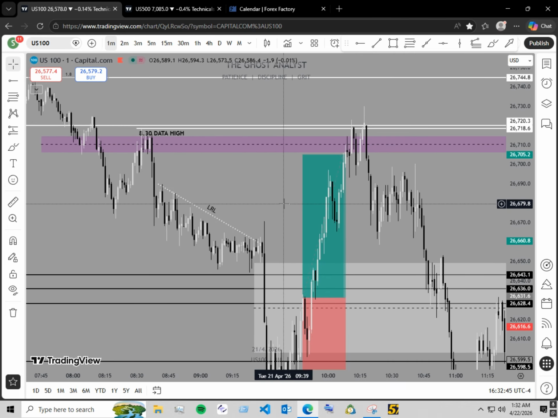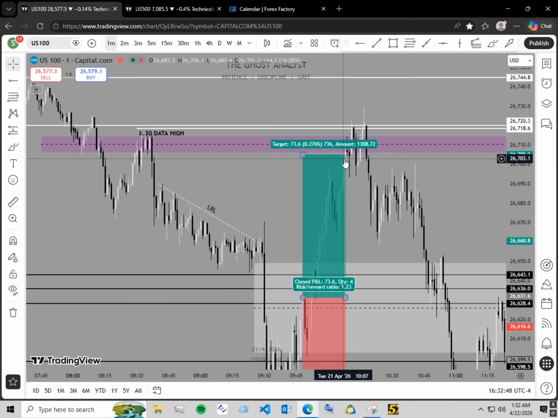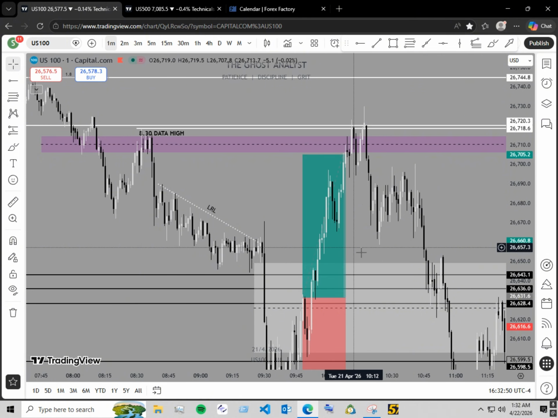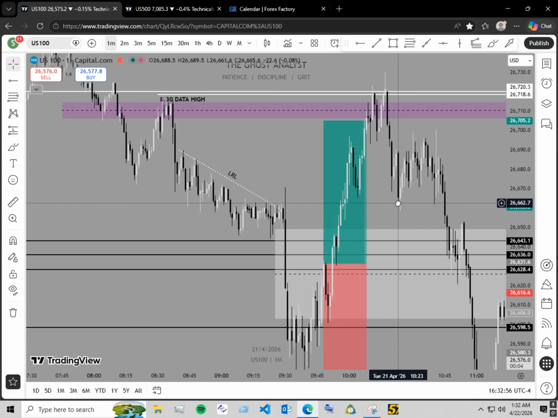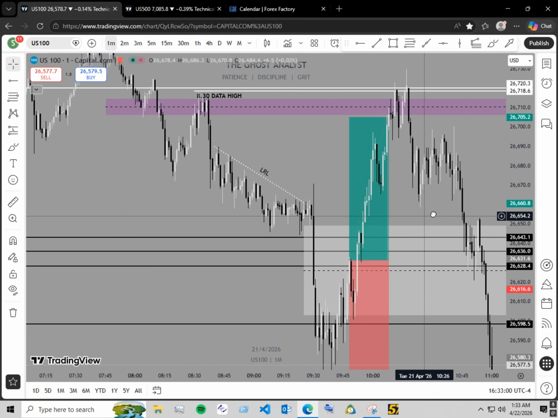And just look at this. This was a beautiful trade. I closed my trade here. Didn't wait for the data high because this trade passed my funded account. I needed $50 and it perfectly gave me $50, and I passed my funded account. So this was it. This was a beautiful trade I took.